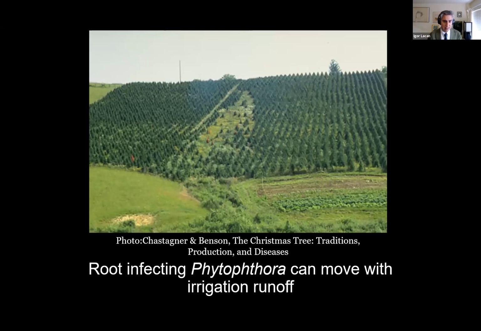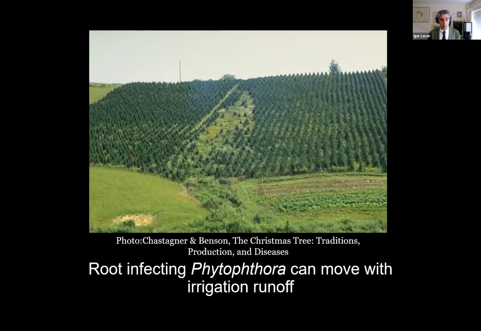And here you can really see in this image that movement. So the infection started somewhere here, and then with the runoff, you can see how the infection spreads as trees die. It's a really nice example of how Phytophthora moves with the runoff.